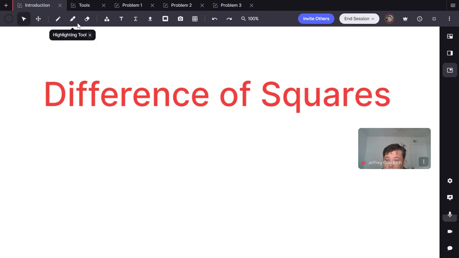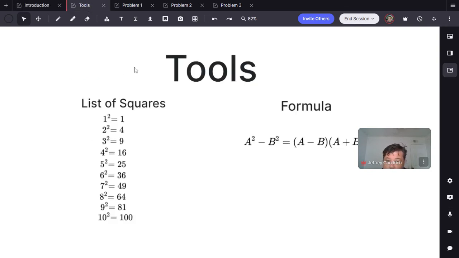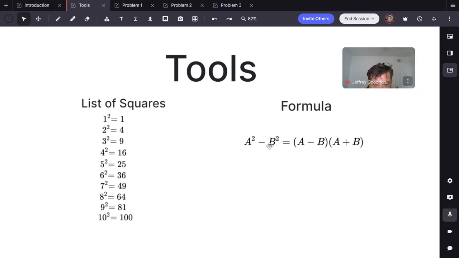So we're going to need a few things for this. A couple of things that I like to have is a list of the squares. If you don't have these memorized, it's good just to write these down. You just kind of need them with you as you're doing the problems. Also, we're going to have the formula. We've got a squared minus b squared, so two numbers or two terms that can be written as squares, and that's going to equal a minus b and a plus b.